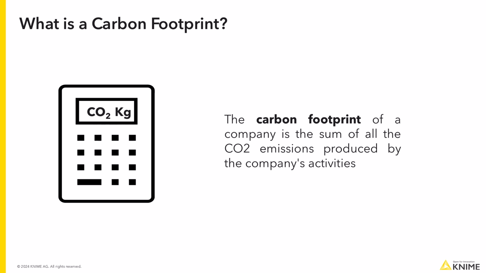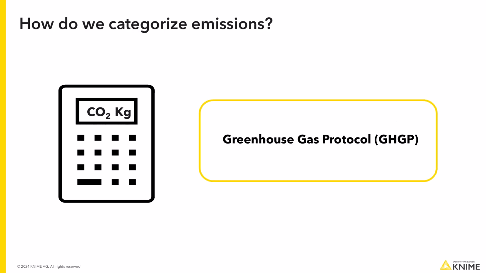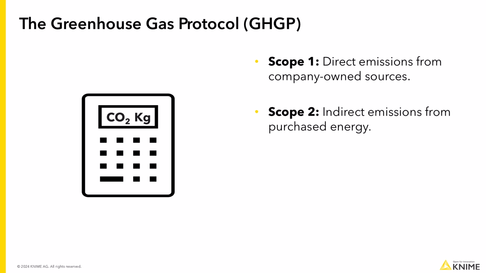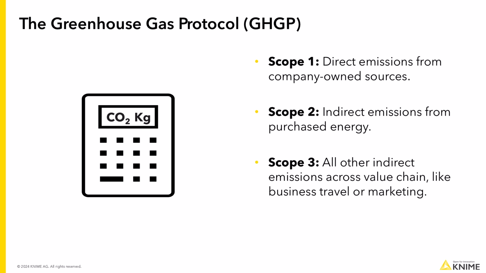The carbon footprint of a company is the sum of all the CO2 emissions produced by the company's activities. To help measure these emissions, the Greenhouse Gas Protocol divides them into 3 scopes. Scope 1 includes the direct emissions from company-owned sources. Scope 2 includes indirect emissions from purchased energy. And Scope 3 includes all indirect emissions from activities in your value chain, like employee commutes or marketing efforts.